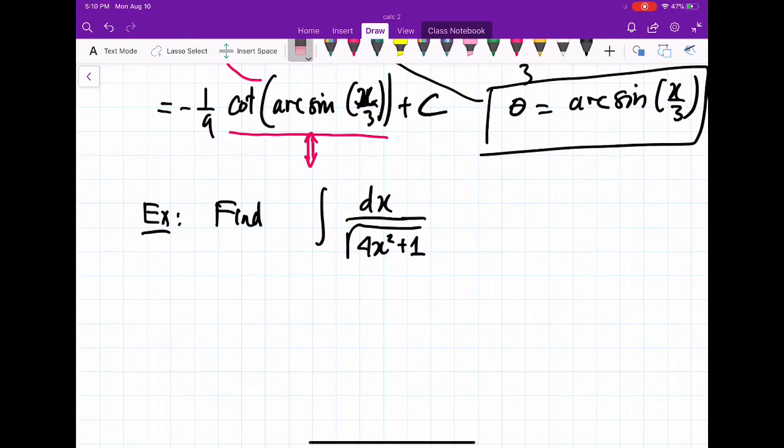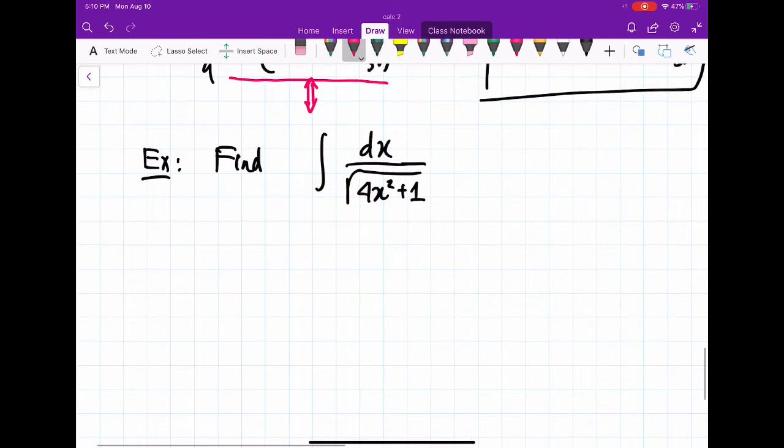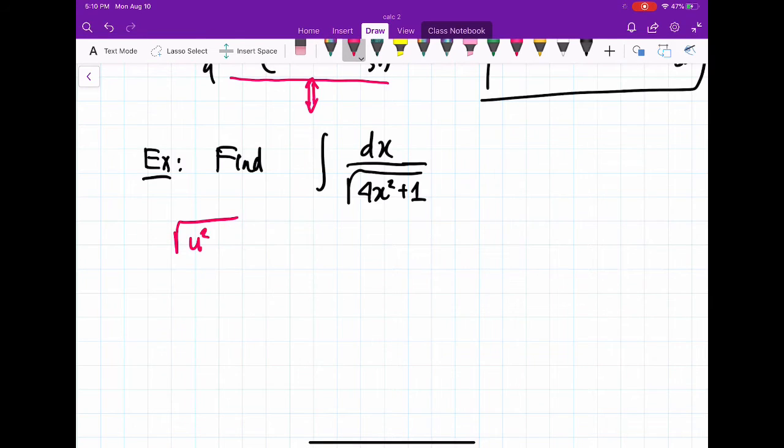Let's solve one example with tangent substitution. In this integral, you see the form square root of 4x squared plus 1. Okay, so that is the form of what? u squared plus 1 squared. And you can find u by solving this: u squared equal to 4x squared. Then u is 2x. Is that correct?